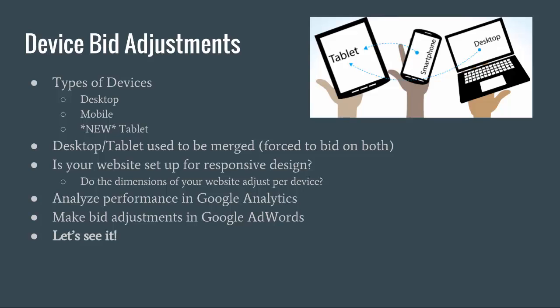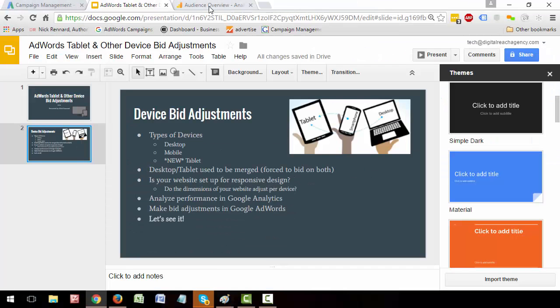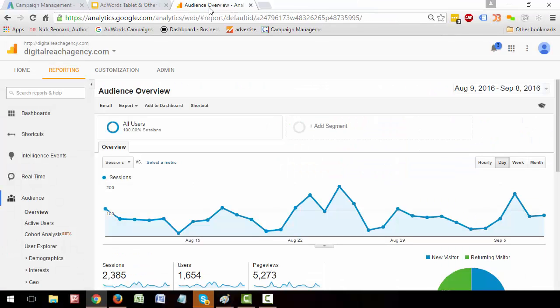So what I want to do with you today is first show you how we analyze the performance of tablet devices, and we're going to do that in Google Analytics. And I'm also going to show you how to make the bid adjustments in your AdWords campaigns in Google AdWords. So we're not going to do a ton of slides today. We're actually just going to jump in to Analytics here. So here's the home screen of Analytics. And this is actually very simple.